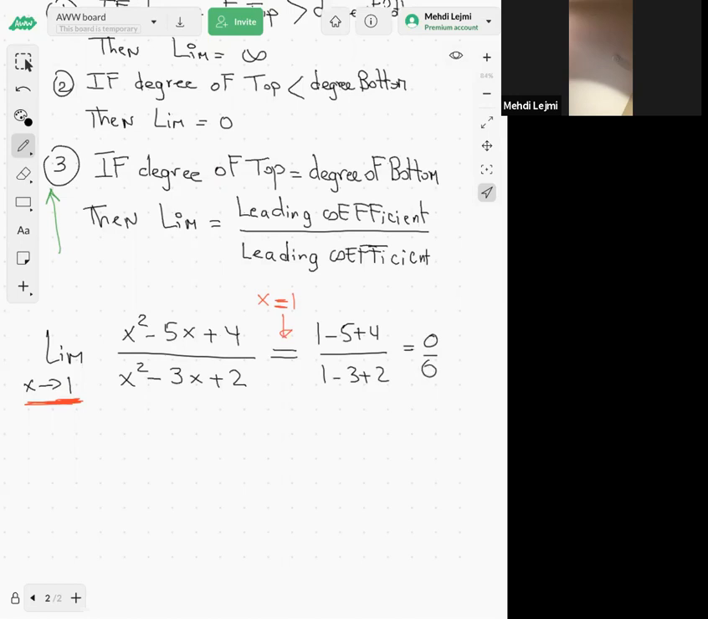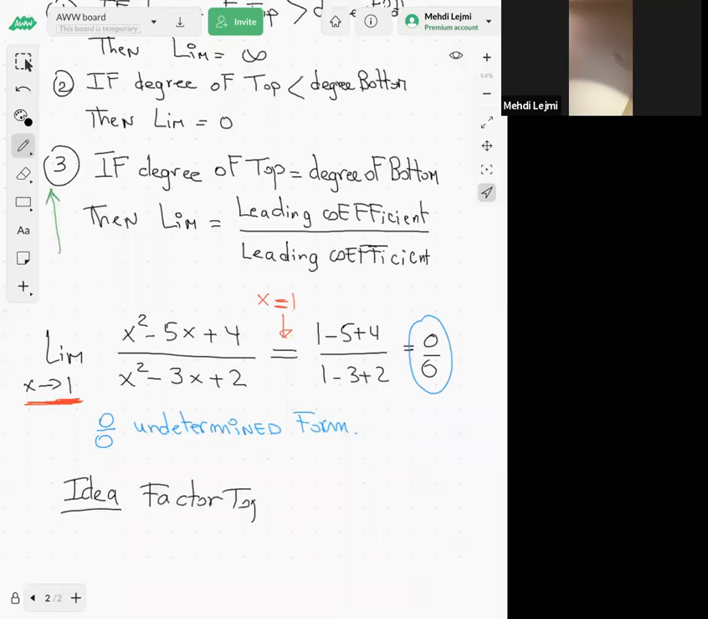But then 0 over 0 is an indeterminate form, right? So we have to find another way to compute this limit. Now, what would be that way? Well, in this case, when you have polynomials, if you get 0 over 0, you have to factor the top and the bottom. So the idea here would be to factor the top and the bottom, because when you replace x by 1, you get 0.